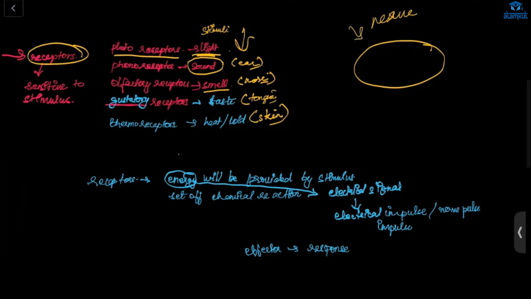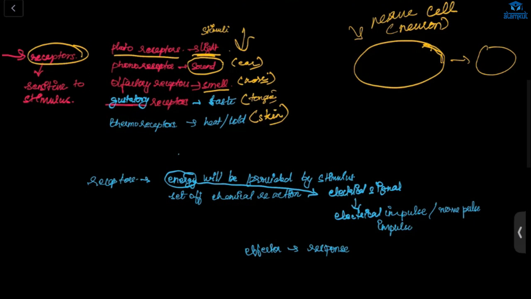These signals will be received by the nerve cell, and from there to the next neuron, till it reaches the brain or spinal cord. From there, the brain and spinal cord will give the information. It will give instruction on what to do.